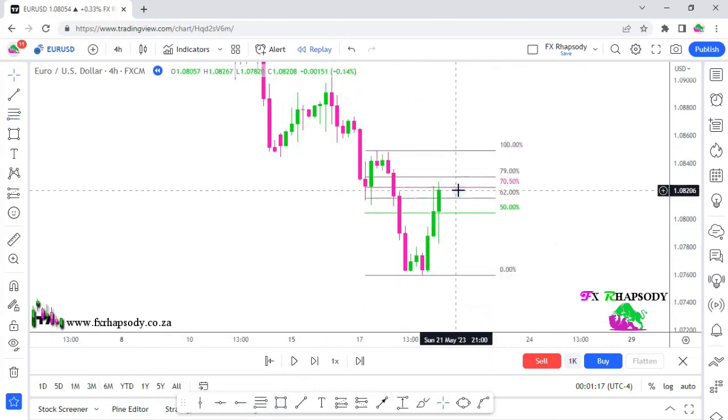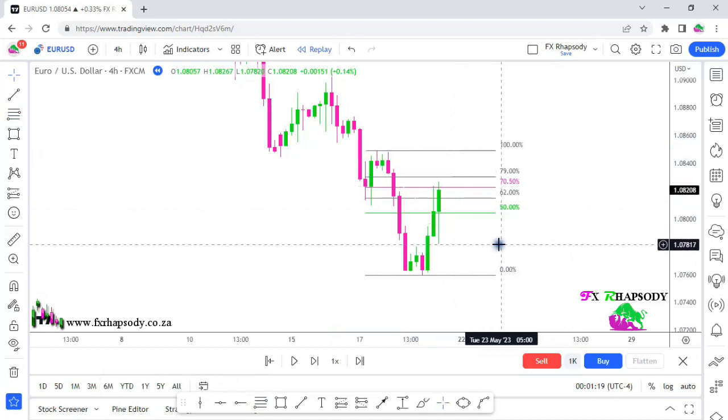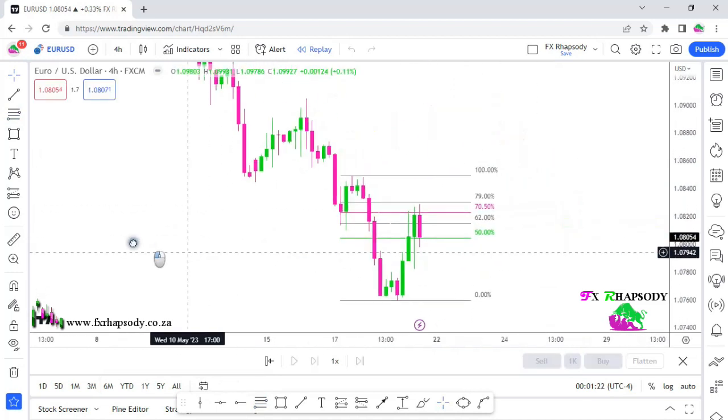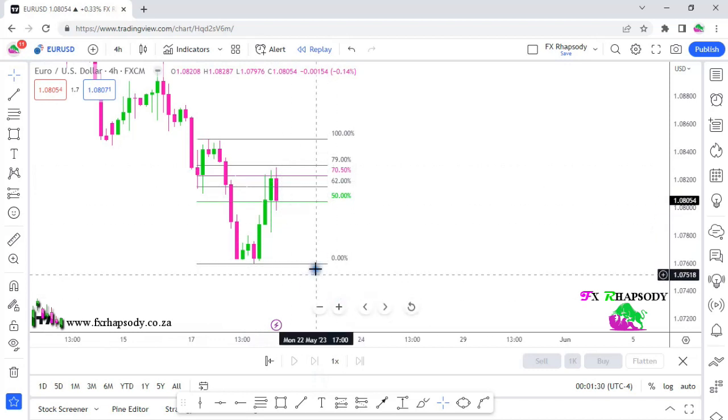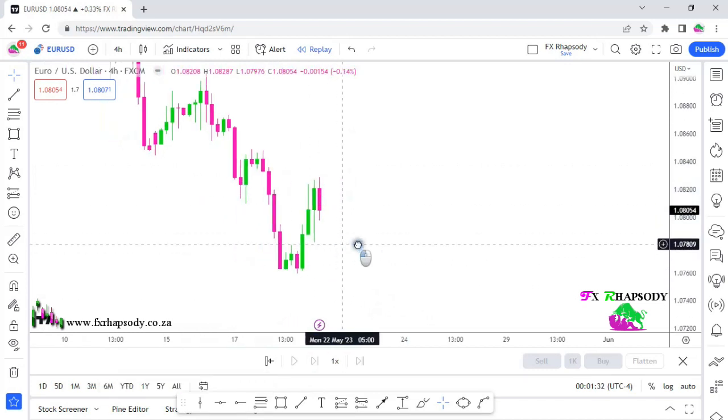Price moving into the 62% area, and that's basically where price ended this week. Okay, so yes, we can be in another sell opportunity. We want to see price moving downwards. Okay, so let's move on to the 1 hour time frame.